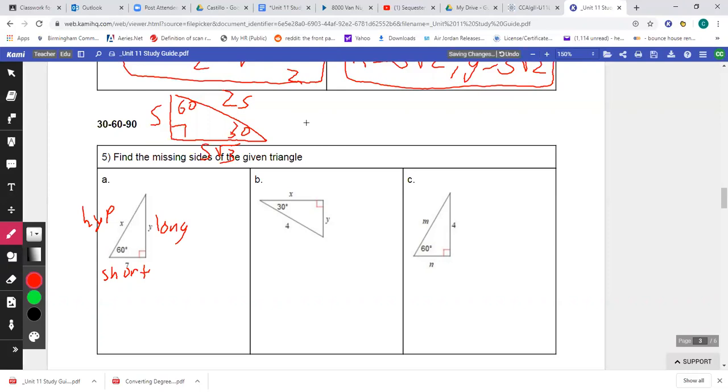So if they give you the short side is 7, then you know your long side is just 7 root 3, right? Look at how this triangle works. If they give you the short side, you just multiply by root 3 to get your long side. And then to get the hypotenuse, which in this problem is x, you just double your short side. That's 14.